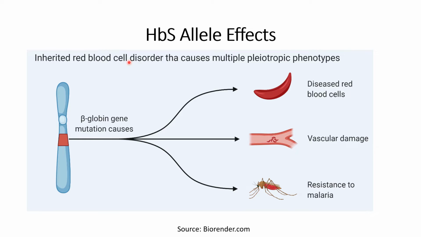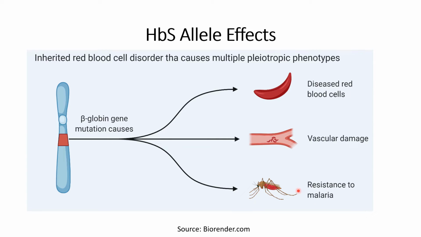So here's an example of sickle cell anemia. It is an inherited red blood cell disorder. We can see a red blood cell here on the right. And this is a pleiotropic phenotype. As we saw from the GAG to the GTG, that single change, that one mutation in one gene, causes multiple effects in multiple regions of the body.